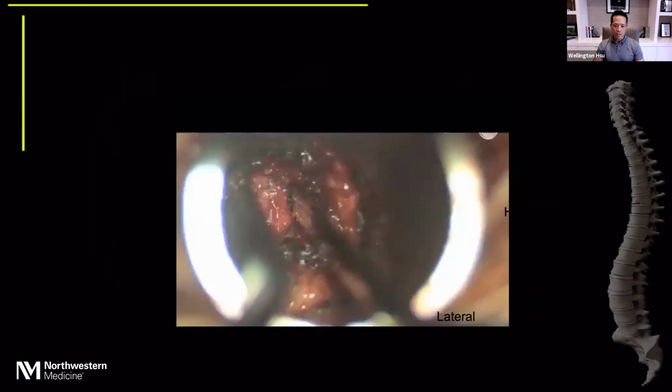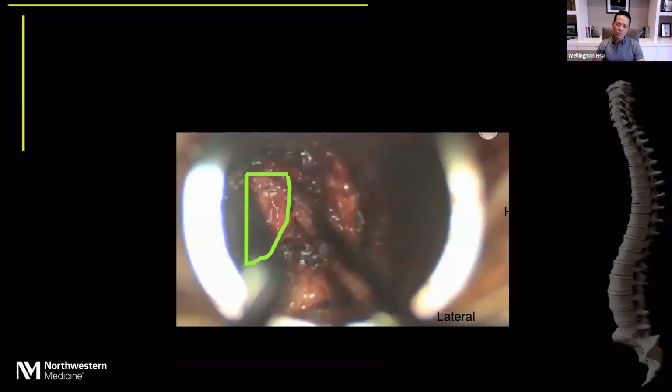We won't go into detail here. That's Kambin's triangle that we're looking at right here. It's more important, in my opinion, to see the traversing nerve root compared to the exiting nerve root. Although the majority of patients we do this operation for is to decompress the exiting nerve root, you don't necessarily need to see it. You just need to make sure that you've decompressed all the way up to the pedicle, or at least you can feel all the way up to the superior pedicle.